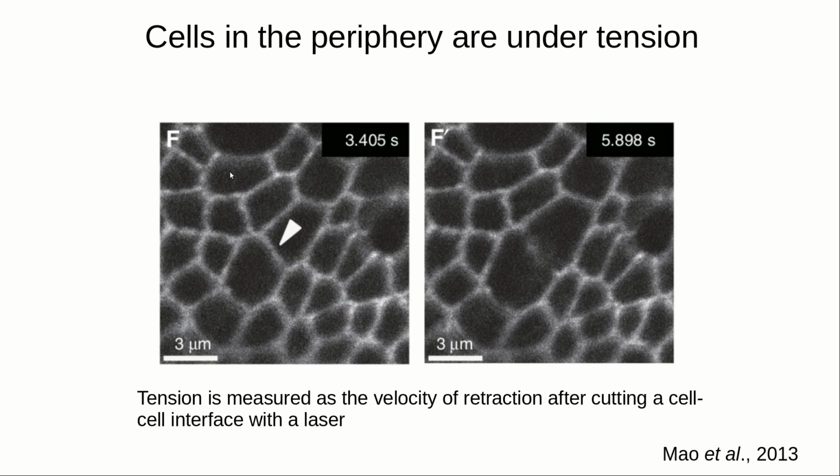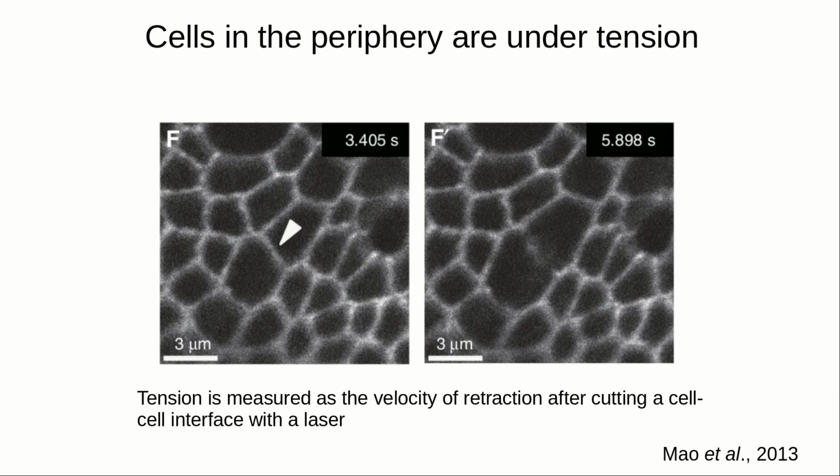A hypothesis for explaining this difference in cell division orientation is that cells in the periphery are under different stress conditions than cells in the center. This means that since they are experiencing different forces, they are elongated in different directions, and because of Hertwig's rule, they divide in a different direction.